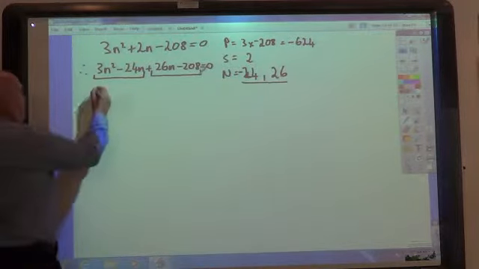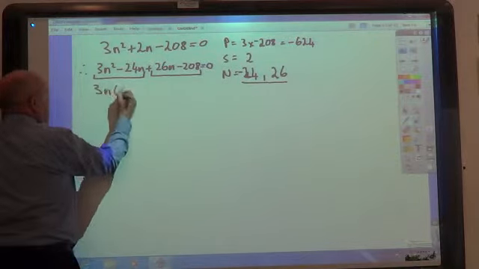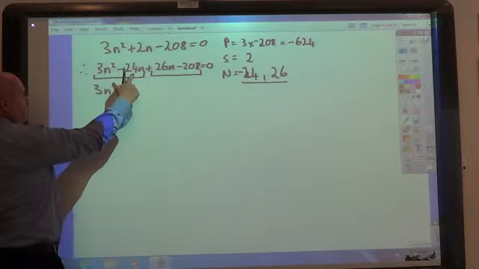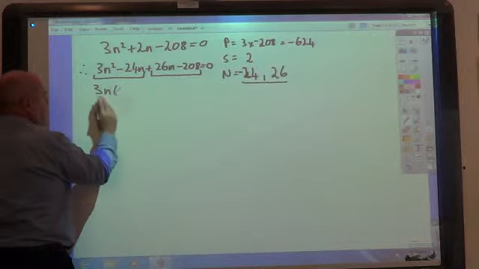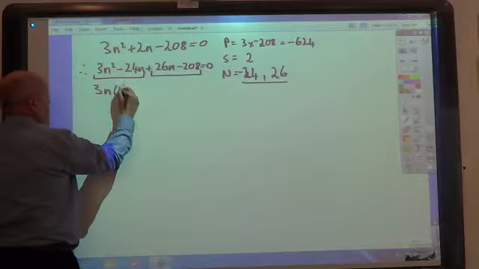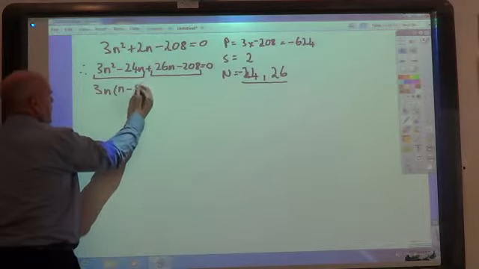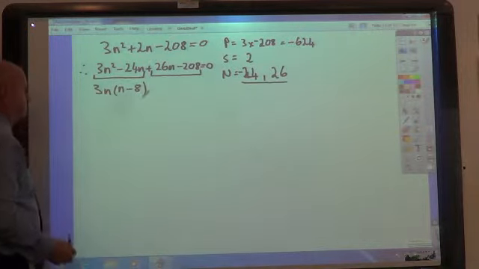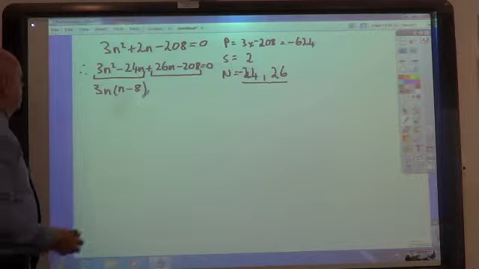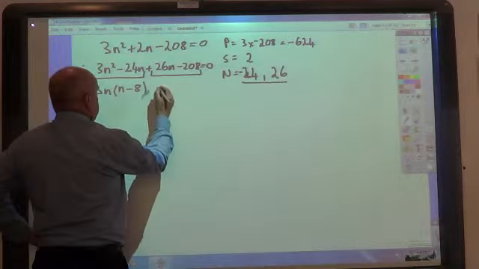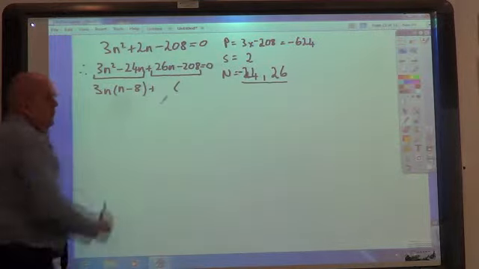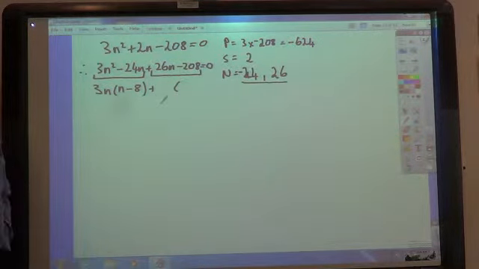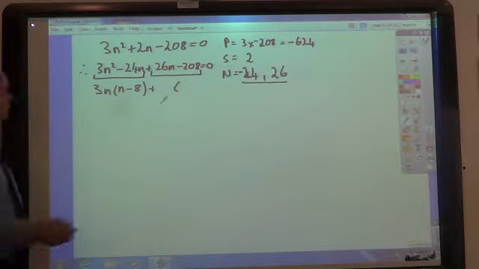3n and then n minus 8. Good. So 3n is the common factor between that term and that term. We open up our brackets and ask ourselves always, what do we times that by to get back to there? It's n minus 8, isn't it? So what I am predicting here is that what appears in my second bracket will be the same as what appears in my first bracket. 26. Once you realise that, this becomes very easy.